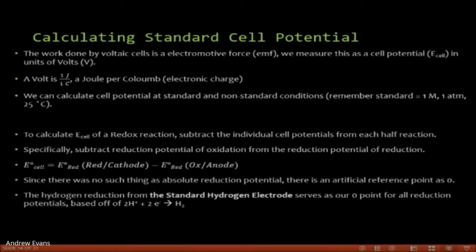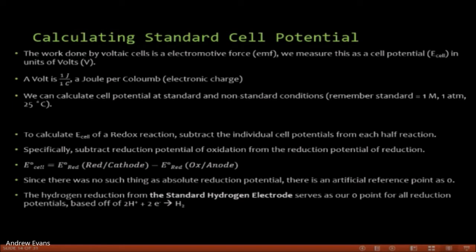To calculate the E cell, we're going to look up two values on a table, and we're going to subtract them from each other. We're going to look up the reduction half reaction and the oxidation half reaction and subtract them. Specifically, we're going to subtract the oxidation from the reduction. We're going to subtract the left side from the right side of that half cell.